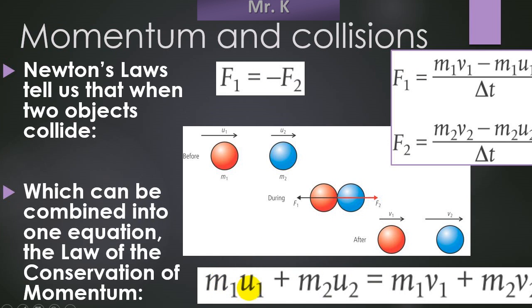That says the mass of the first ball times its initial velocity, plus the mass of the second ball times its initial velocity, is equal to the mass of the first one times its final velocity, plus the mass of the second one times its final velocity. That is, the momentum initially of these two added together equals the momentum of these two added together at the end. This is the law of conservation of momentum.